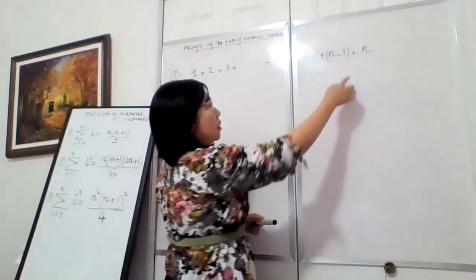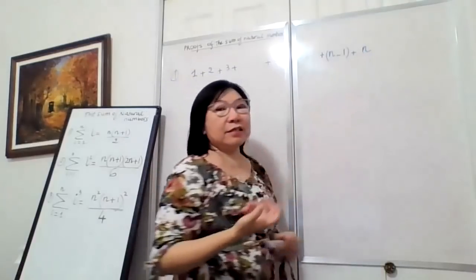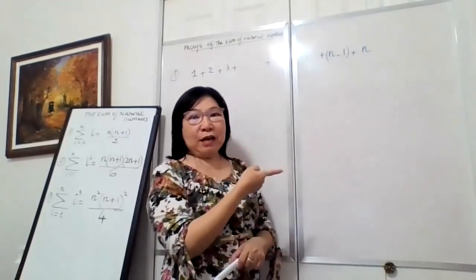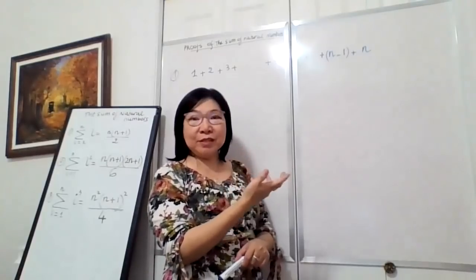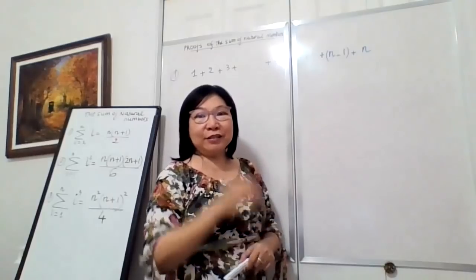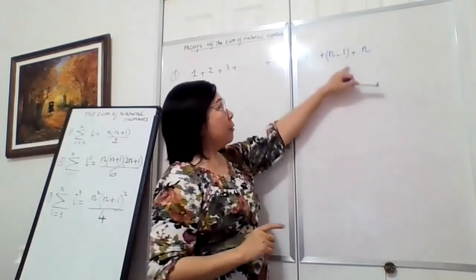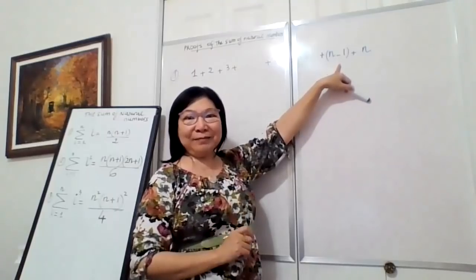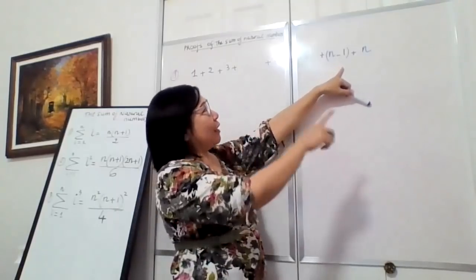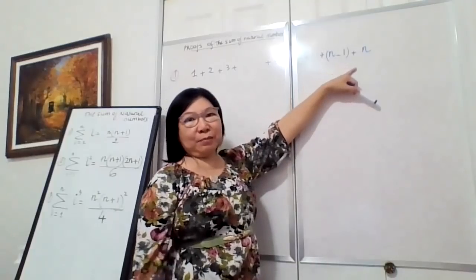Let's say if we have 16 terms, then the n here is 16. If we have 5 terms, n equals 5. If we have 100 terms, n is equal to 100. So the n minus 1 before would be 99, right? N minus 1. So let's get familiar with this expression.